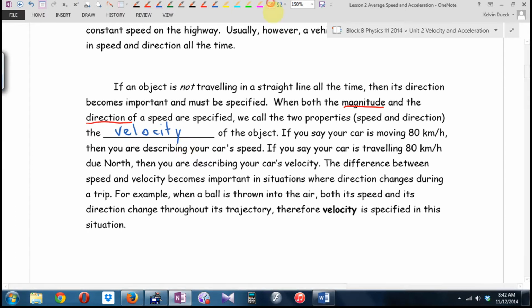So if you say your car is moving 80 kilometers per hour, you're describing your car's speed. If you say your car is traveling at 80 kilometers per hour due north, you've just given me the velocity. Magnitude, 80. Direction, north. The difference between speed and velocity is going to be very important in situations where the direction changes. As a great example, look up. That right there. Part of the way we were on the way up, part of the way we were on the way down. So a ball being thrown into the air, both its speed and its direction change.